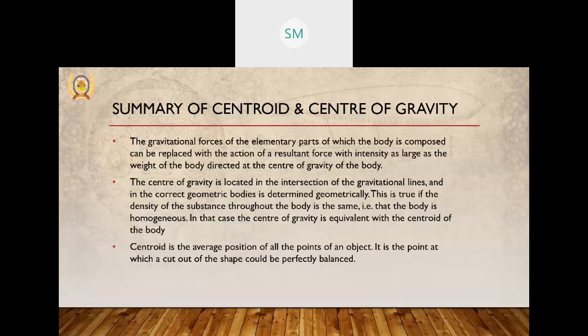The centroid means the average position of all points of an object. It is a point at which a cutout of the shape could be perfectly balanced. So centroid, center of gravity and center of mass are very important for the stability of any structure.